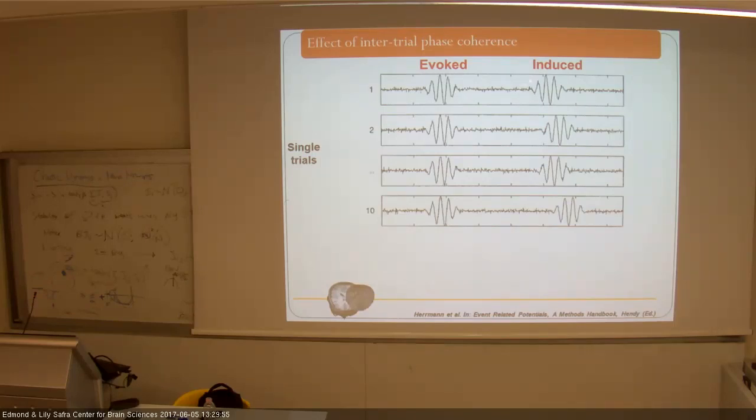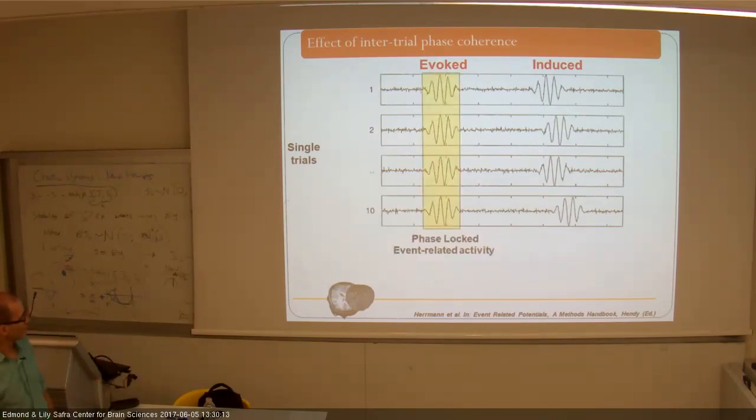Okay, sometimes it starts at this phase, and sometimes at this phase, and sometimes at this phase. So either it's jittering in time or jittering in phase, it's the same thing basically. But over the trials, the phases do not synchronize; they're not coherent. Now, what will happen if I just simply average those trials?